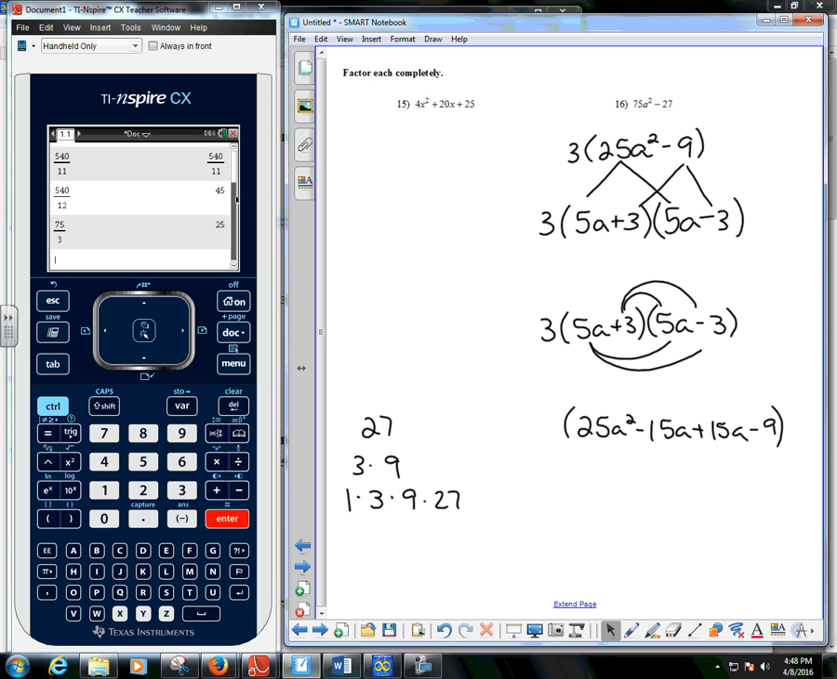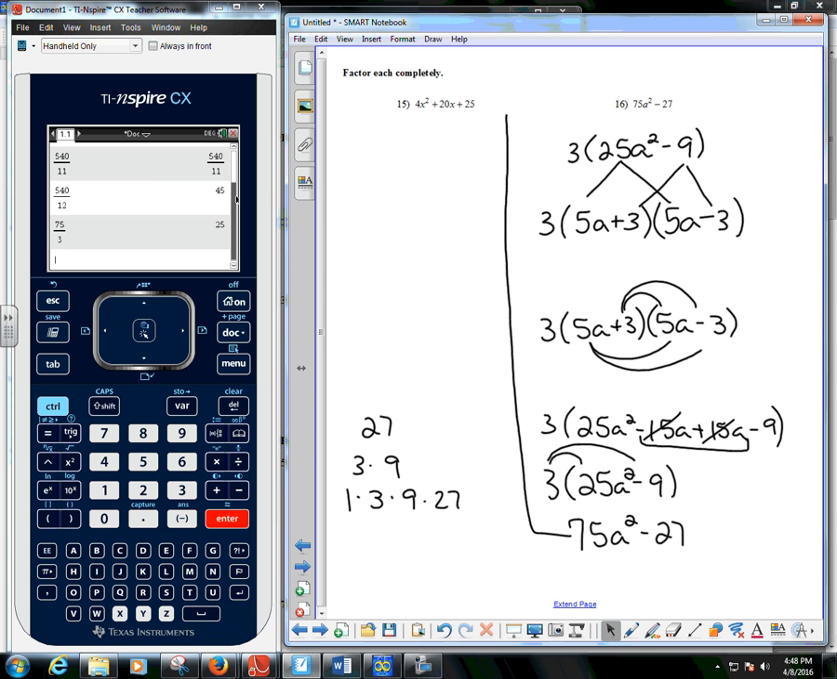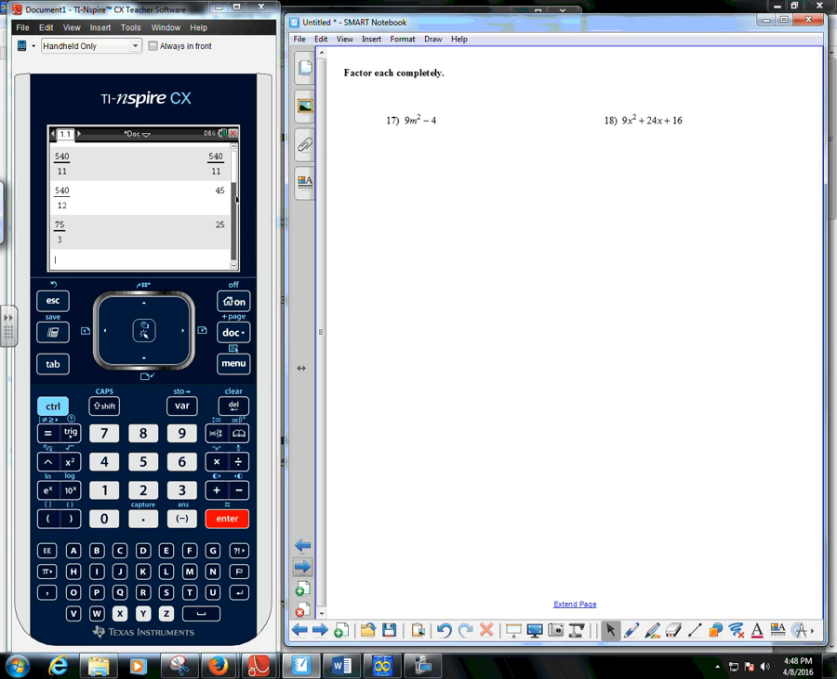Now I have to remember to bring down that 3. So I'm going to combine like terms, so I get 25a squared. These two things, well, they just cancel each other out. So we end up with this. I need to distribute that 3 to both pieces. 25a squared times 3 is 75a squared minus 27. And that is exactly where we started. So yay us.